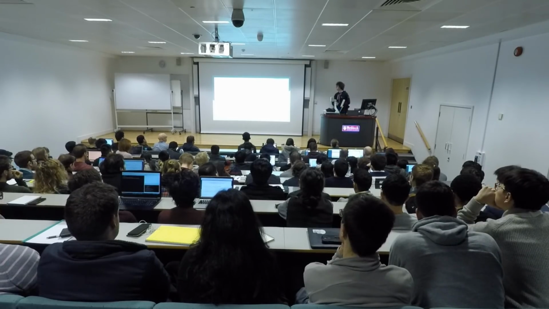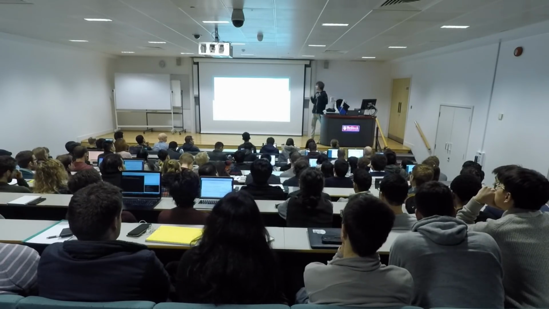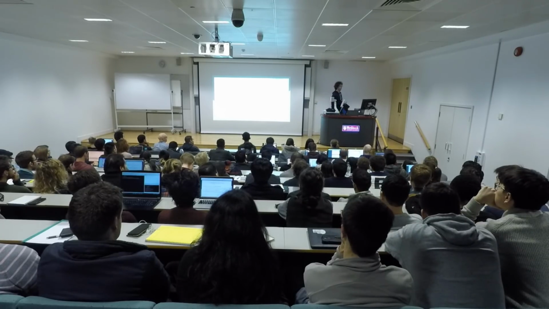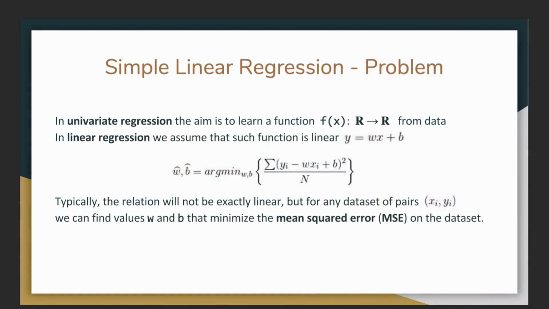So let's consider this simple problem. As I was saying, univariate regression aims at learning a function from real numbers to other real numbers, and to learn this from data. The key aspect of univariate linear regression is that we assume that function is linear. So in the univariate case, both the input and the output are just a single scalar. What does it mean that it's linear? It means that the data satisfies this relationship where the output can be computed just by multiplying the input by some scalar value and then summing some offset.